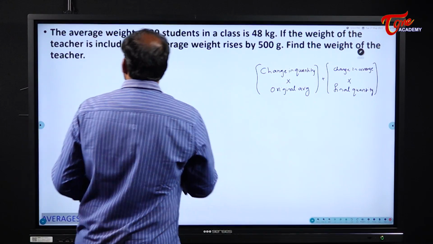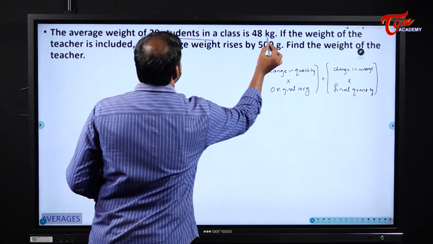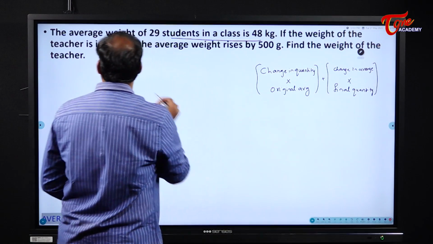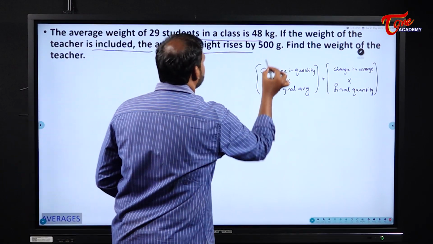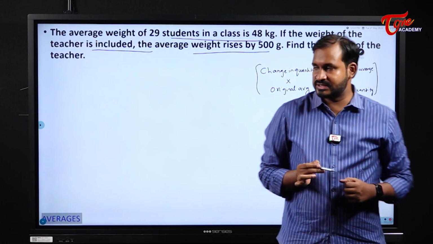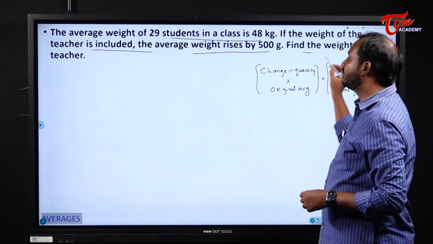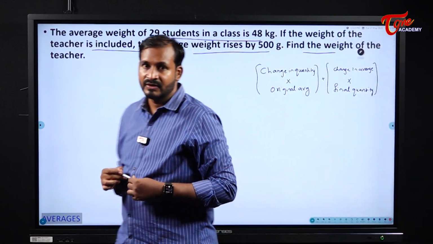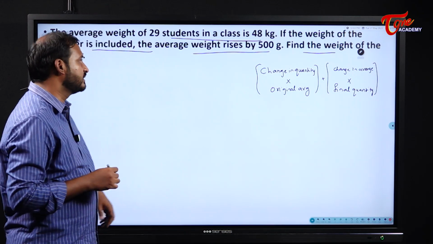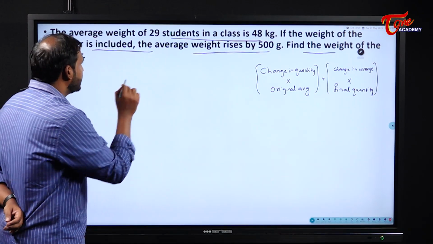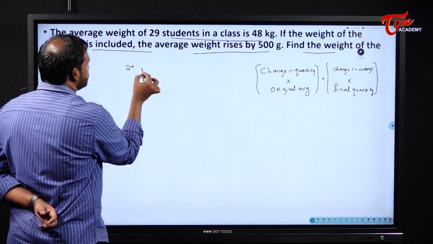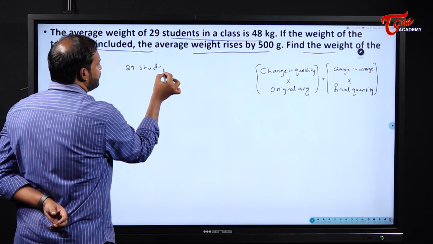Now see here, the average weight of 29 students in a class is 48 kgs. If the weight of the teacher is included, the average weight rises by 500 grams. Now, find the weight of the teacher. That is the question. Now, please see here, students. We will first of all try to solve it in the normal form.